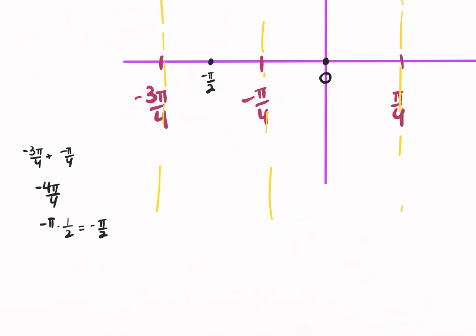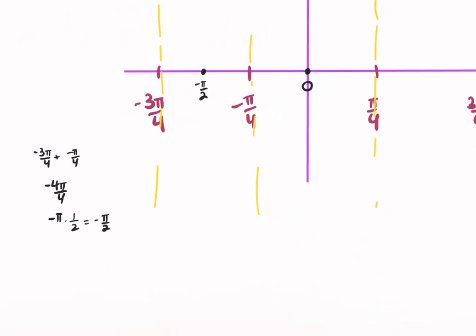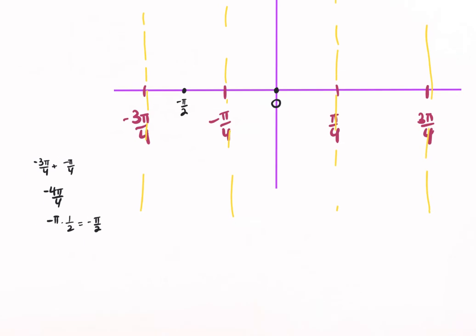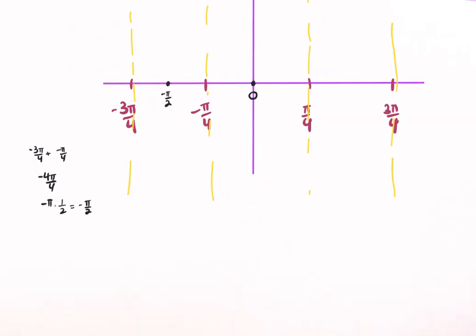That is an x-intercept. The same exact thing is going to happen with pi over 4 and 3 pi over 4. If I add those guys together, pi over 4 plus 3 pi over 4, I get 4 pi over 4, which is pi, and then multiply it times a half or divide by 2 to find the point halfway, which is pi over 2.